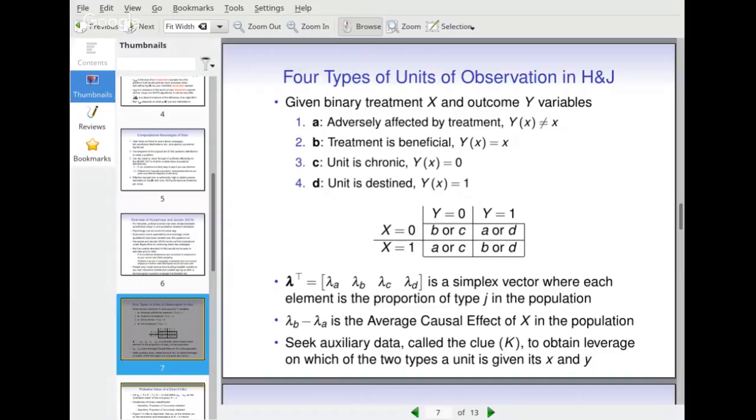Maybe not as precisely as we would like, but you can at least estimate it if you synthesize this data on the clues, which are expensive to go out and get, with the cheap data on Y and X that you can readily obtain a lot of observations on. All right. Questions about the process so far?